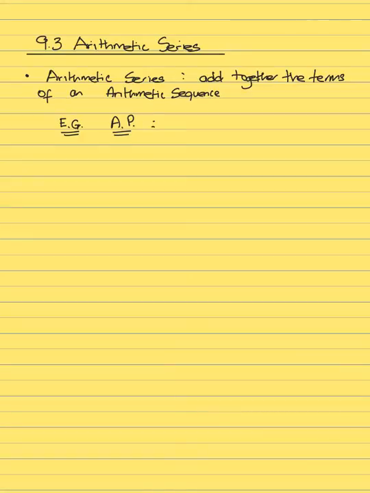So if the arithmetic sequence or the arithmetic progression is something like 3, 5, 7, 9 and so on, then the arithmetic series is 3. Then the next term is the 3 plus 5, so that's the 8. Then we add on the 7. Then we add on the 9 and so on.